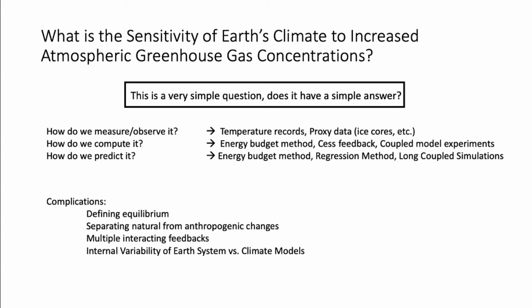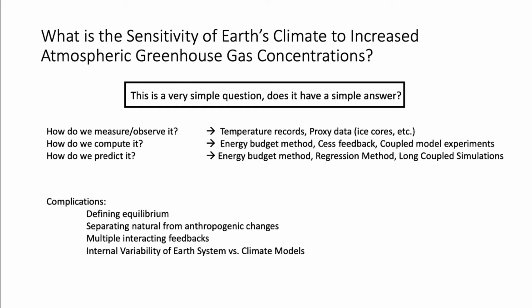So there are these different methods. To measure and observe it, we simply look at the temperature records. We can look at proxy data. We can compute it in a lot of different ways. The energy budget method has been quite common, and that's been used to look at the current historical period of time and try to estimate the climate sensitivity. And then there's what many call assessed feedback. We'll talk a little bit more about that. And then we can also use coupled model experiments. And so we're going to look at the clouds in the coupled model experiments.